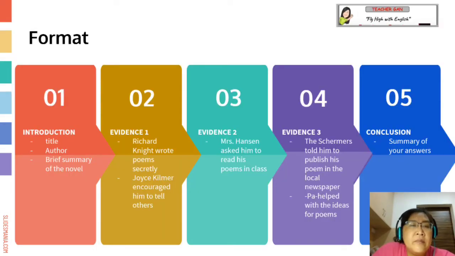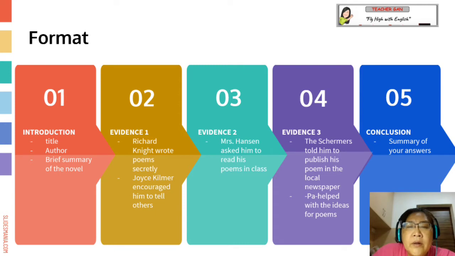Okay, let's look at the format. You should have 5 paragraphs. The first paragraph is the introduction, where you have the title. You have to write the author's name and a brief summary of the novel. And then for paragraph 2, you have to write evidence 1, where you talk about Richard Knight wrote poems secretly, and Joyce Kilmer encouraged him to tell others about his passion.